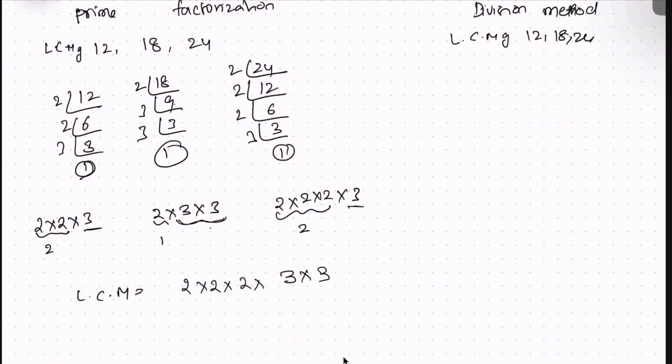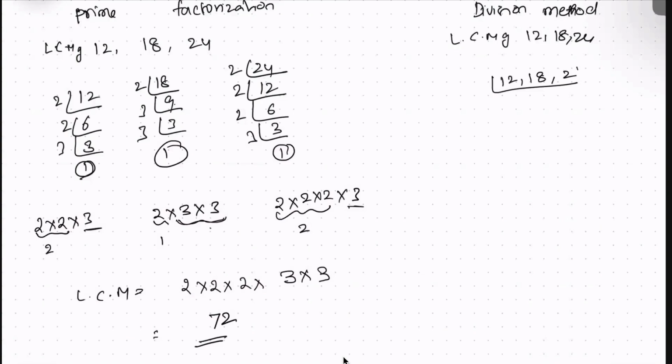So now we have to take those and place them here. The LCM is 2 times 2 times 2 times 3 times 3. Just multiply all these prime factors and you would get the LCM for 12, 18, 24. Now if I multiply, 2 times 2 is 4, 4 times 2 is 8, 8 times 3 is 24, 24 times 3 is 72, right? Let's do the division method here.